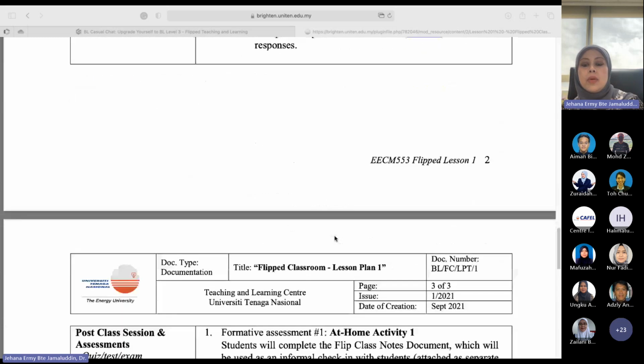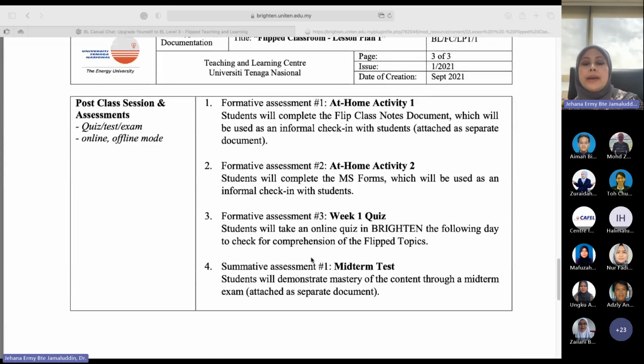Okay, you are seeing more. Then formative assessment, week 1 quiz. So there'll be something on Brighton. That one is not given here because there'll be a link associated to it. So ensure that when you are going to conduct this quiz, you inform the students on the whereabouts of the quiz. Okay, remember, you also need to organize your Brighton.